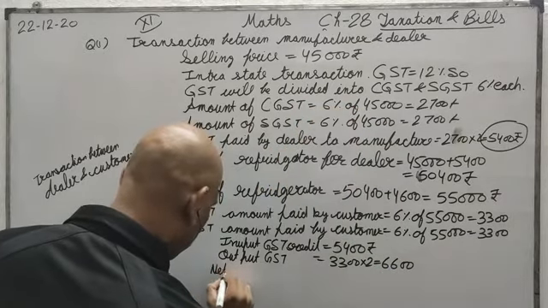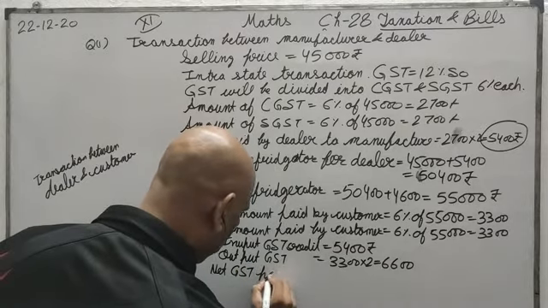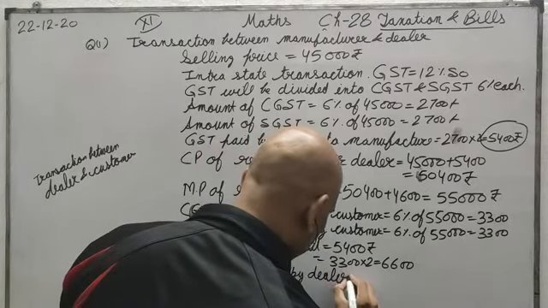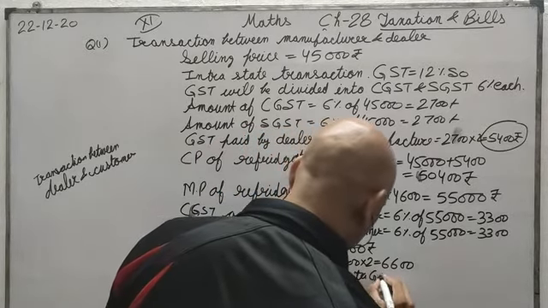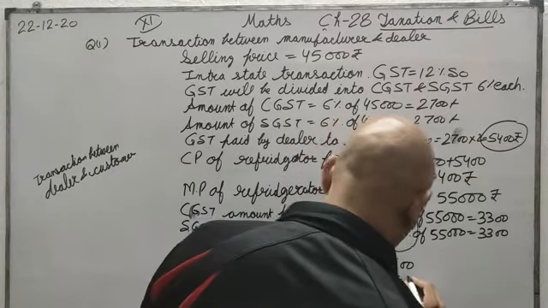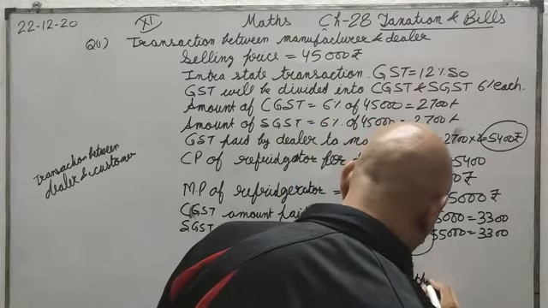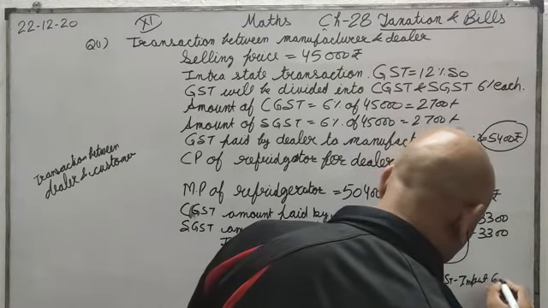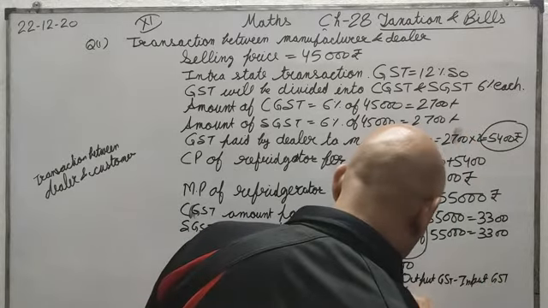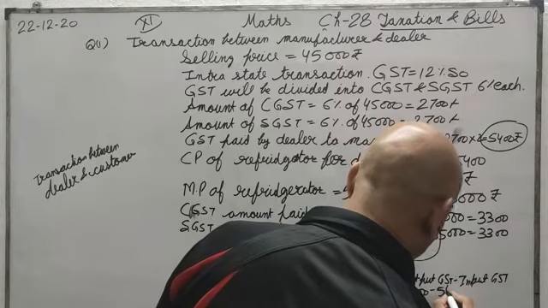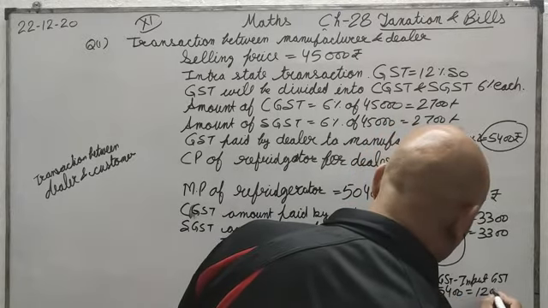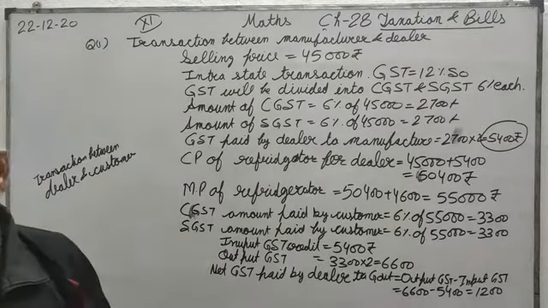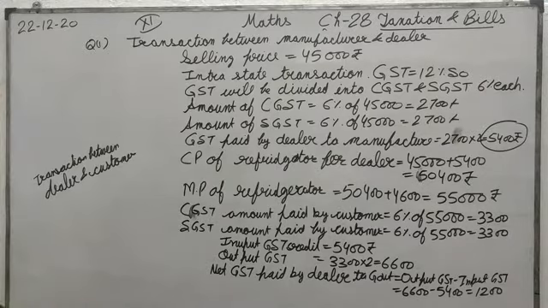So the net GST paid by the dealer to the government is equal to output GST minus input GST, that is 6,600 minus 5,400, that is 1,200 rupees. Okay, so this many transactions are done. Now we have to answer a few questions of his. How much will the customer pay?